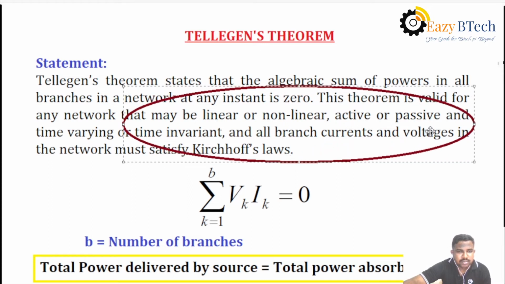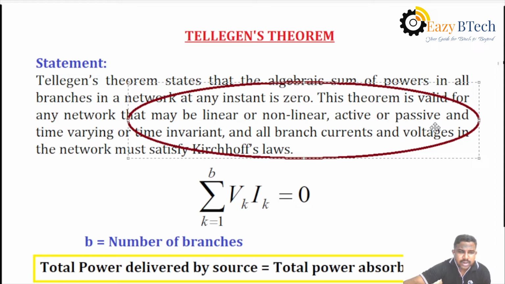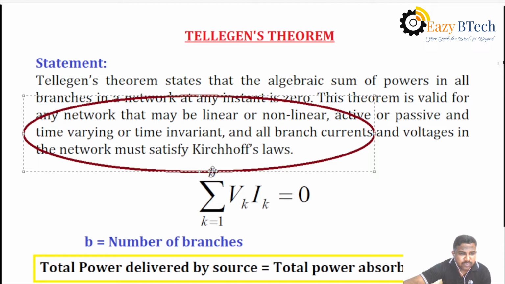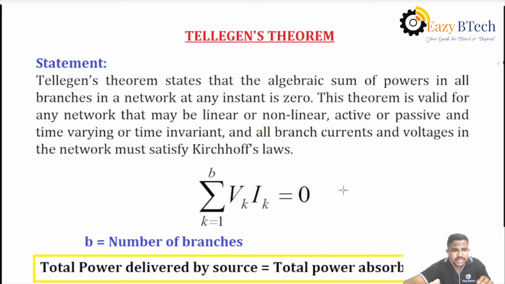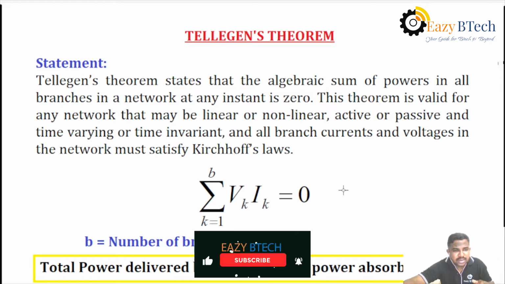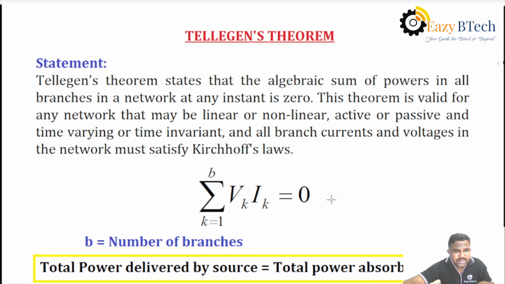Tellegen's theorem is valid for any type of circuit, that is linear or non-linear, active or passive elements, time varying or time invariant elements. For any type of element, the theorem is valid. A very important point is that in every branch, all the elements must satisfy Kirchhoff's laws, that is, KVL and KCL are satisfied. Then Tellegen's theorem is applicable for the given circuit. For example, I am considering a general circuit to explain Tellegen's theorem.